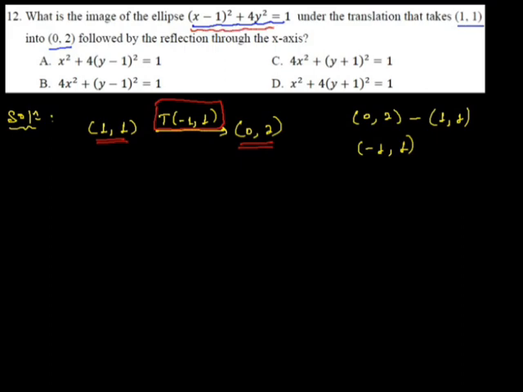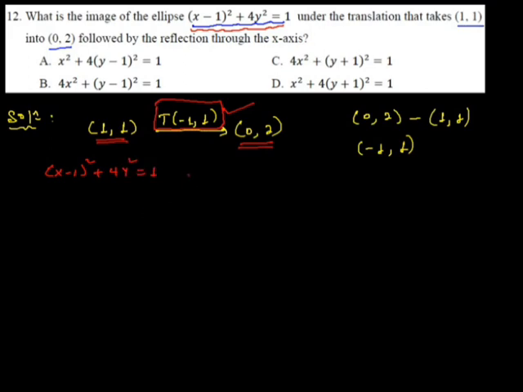The image of this ellipse under a translation that takes this point, followed by a reflection on the x-axis. So there are two things that we are going to do. First, we translate it, then we reflect on the x-axis. So the equation of the ellipse is (x minus 1) the whole squared plus 4y squared equals 1.